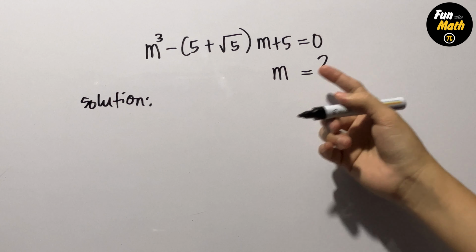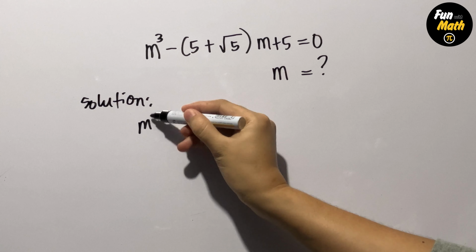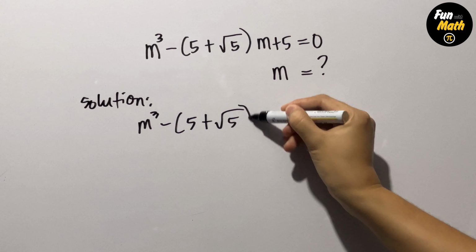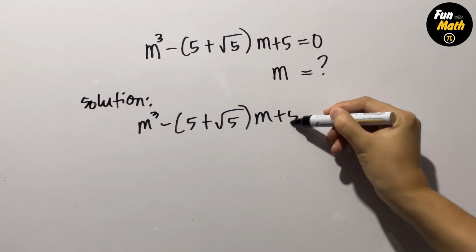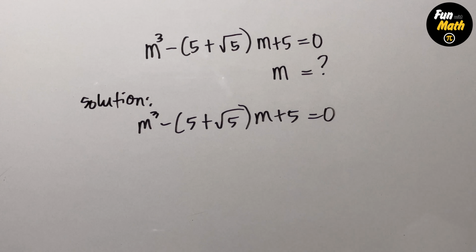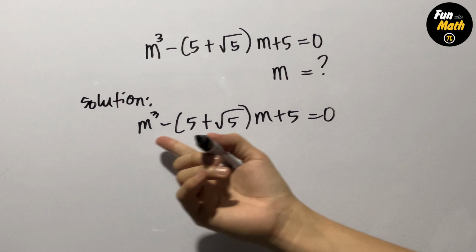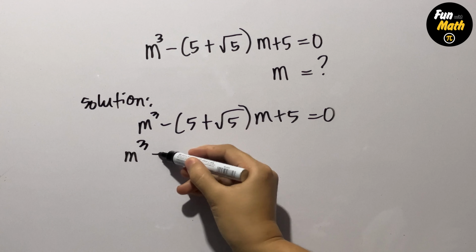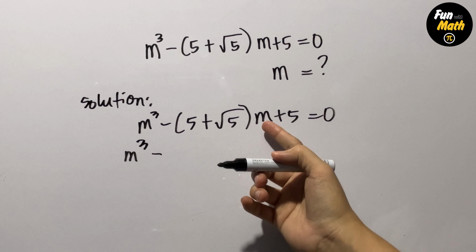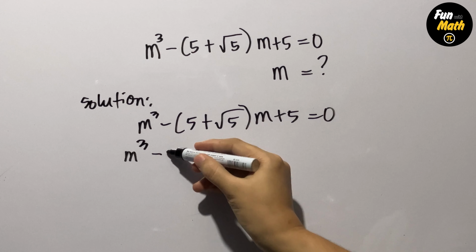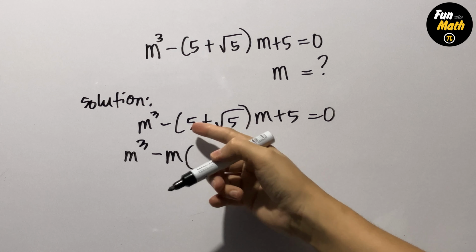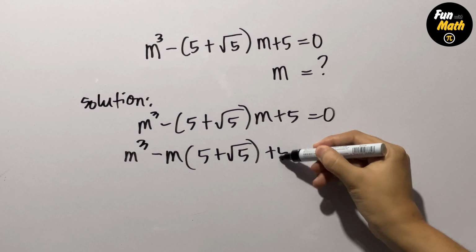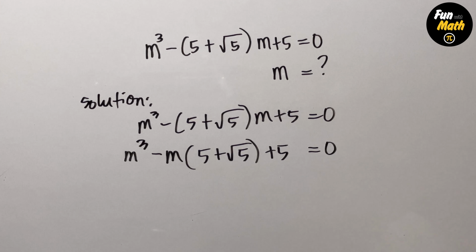First, let's write down the original equation. m cubed minus 5 plus square root of 5 times m plus 5 is equal to 0. Next, we are going to arrange this, and that is m cubed minus, let's put m here, so minus m times 5 plus square root of 5 plus 5 equals 0.